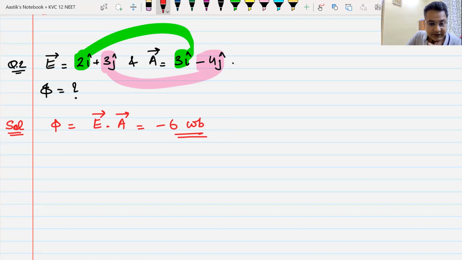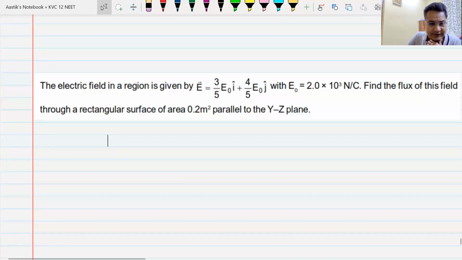Yes, sir. Well done. Then this question awaits you. Let's see if you can do this one. It's a simple question. Same question, but here instead of giving the area in terms of vector, they have given the area in terms of a plane. I'll give you 2 minutes to solve this.